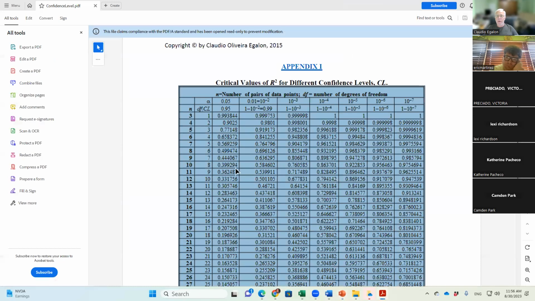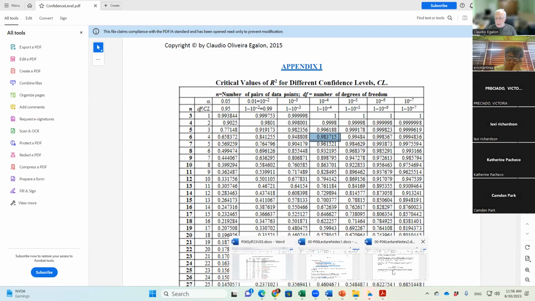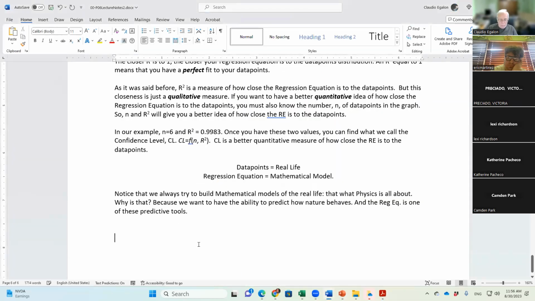So let's say we have n equal to 6, and let's say you perform an experiment and you obtained an R square value that's exactly this number here. Find the CL. I'm gonna give you an example, right? Copy my image. Example.